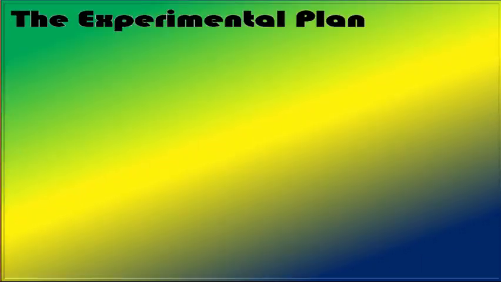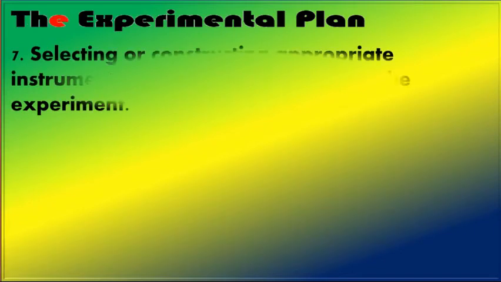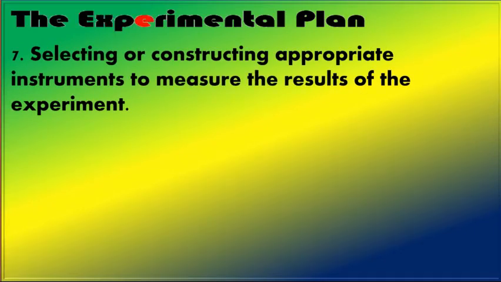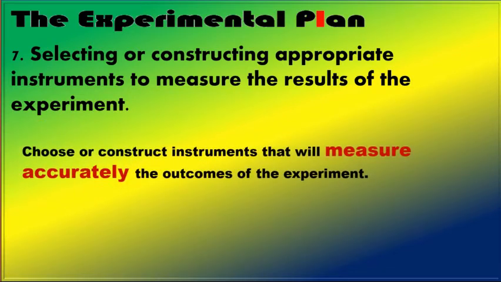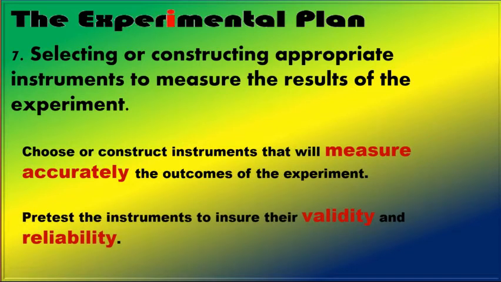The next step is selecting or constructing appropriate instruments to measure the results of the experiment. Choose or construct instruments that will measure accurately the outcomes of the experiment. Pretest the instruments to ensure their validity and reliability.